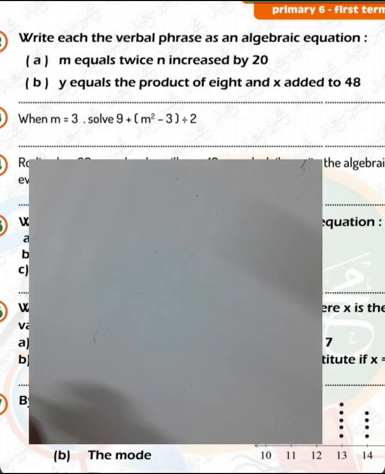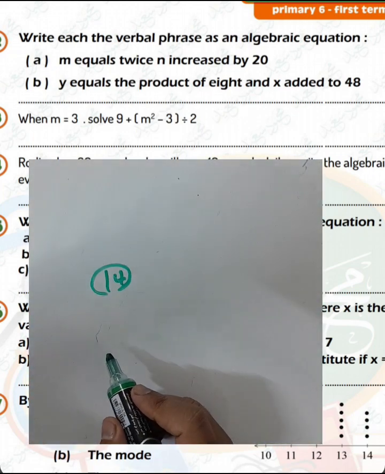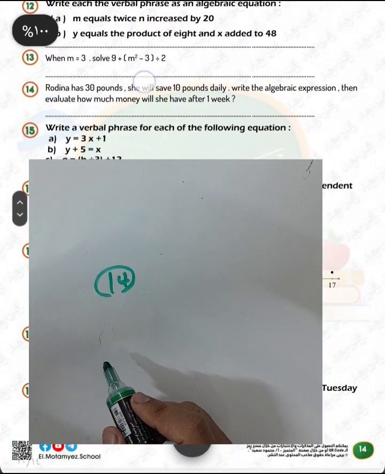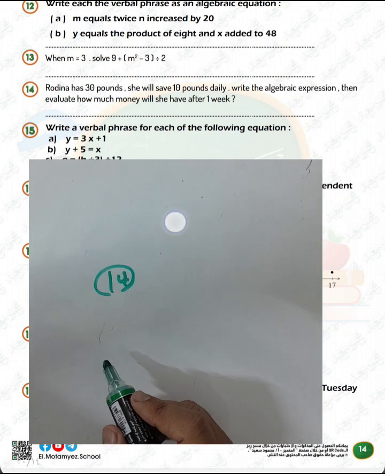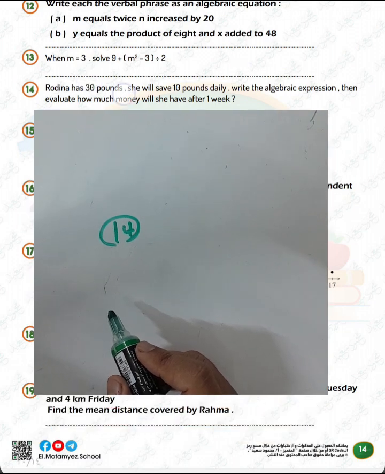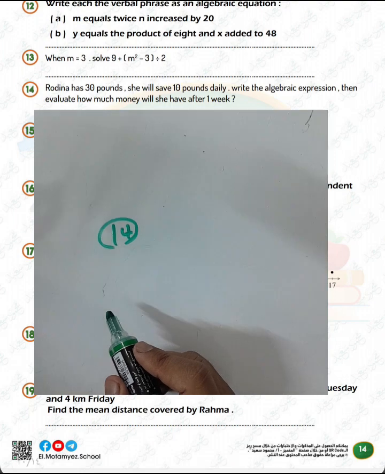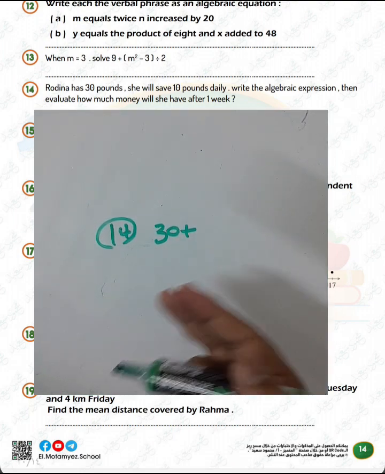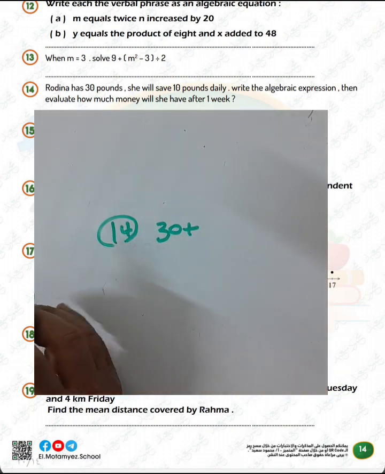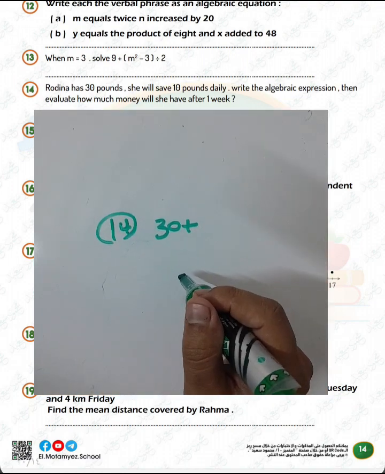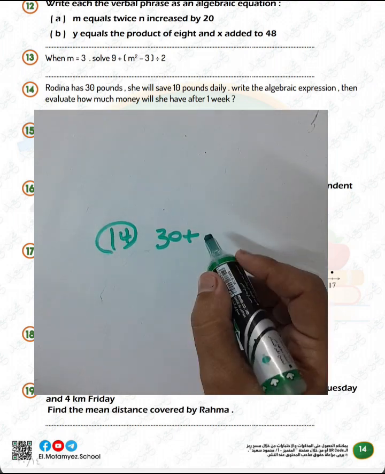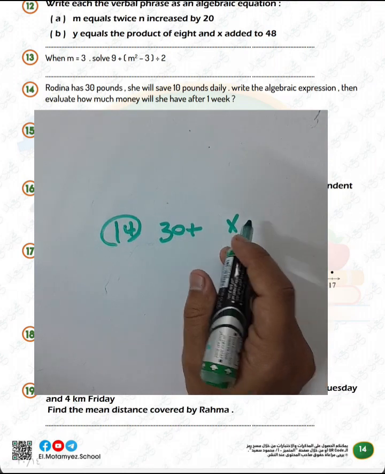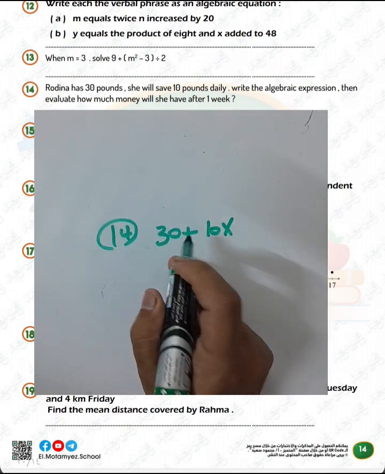Question 14. Rodina has 30 pounds. She will save 10 pounds daily. Write the algebraic expression, then evaluate how much money she will have after 1 week. Okay, she has 30 and 10 daily. We write x to refer to the number of days. Write 10 multiplied by x, because she has 30 now.